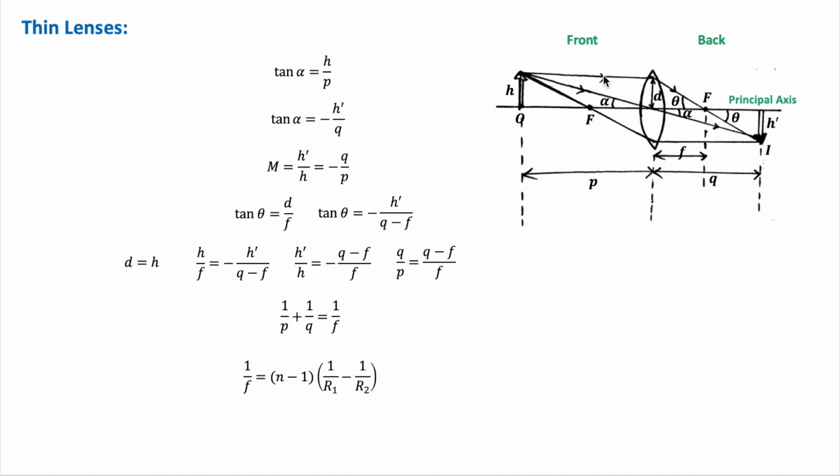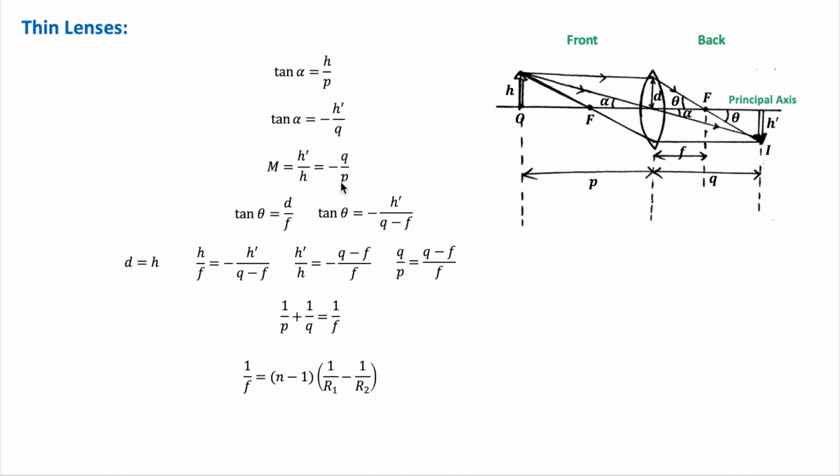So let's consider these two triangles, this triangle here and this triangle here. As you can see, the tangent of the angle alpha is h over p, and it's also equal to minus h dash over q. And so the magnification h dash over h is equal to minus q over p.